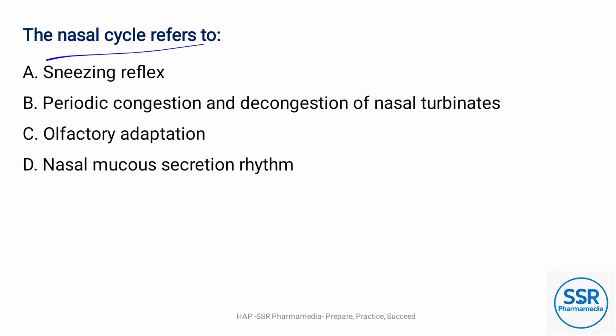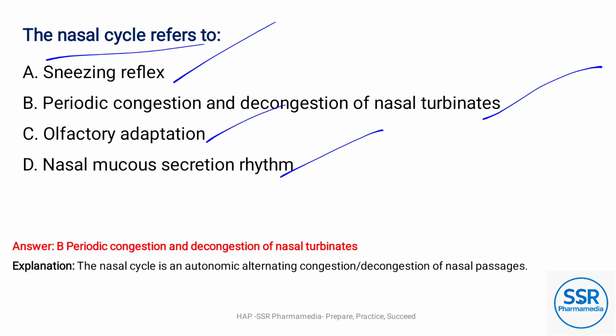The nasal cycle refers to option A, sneezing reflex, option B, periodic congestion and decongestion of nasal turbinates, option C, olfactory adaptation, option D, nasal mucus secretion rhythm. The answer is option B, periodic congestion and decongestion of nasal turbinates. The nasal cycle is autonomic, with alternating congestion and decongestion of the nasal passages.